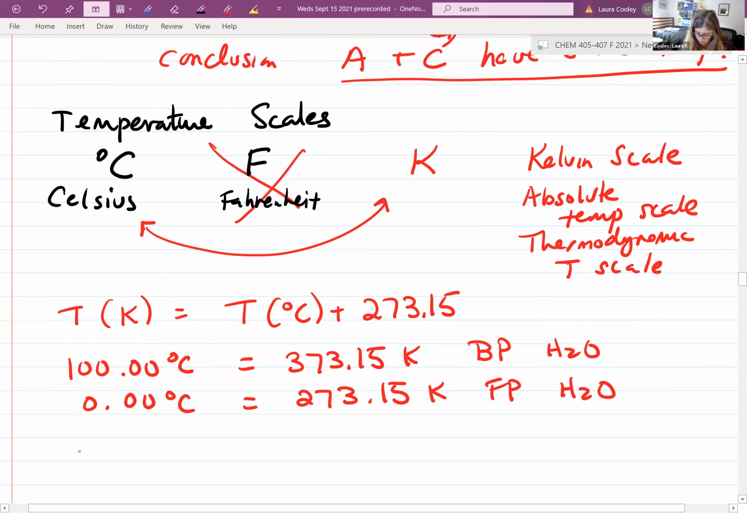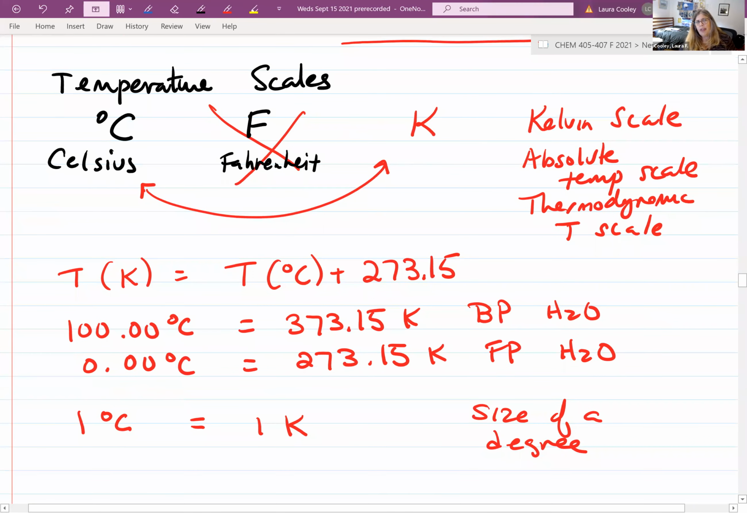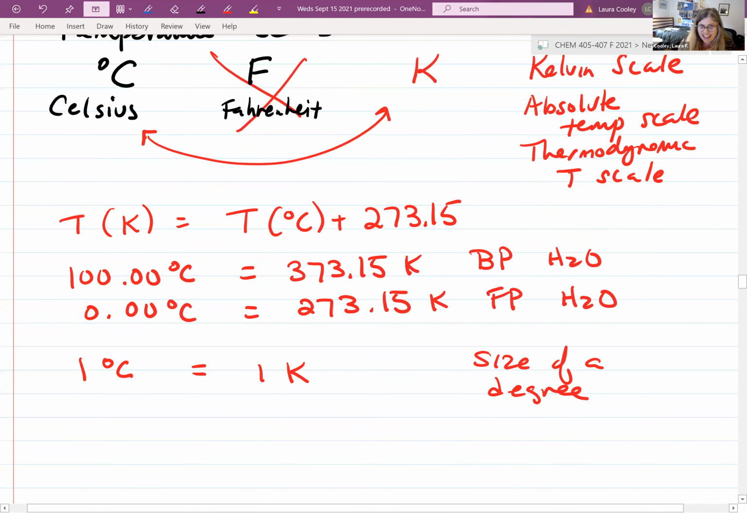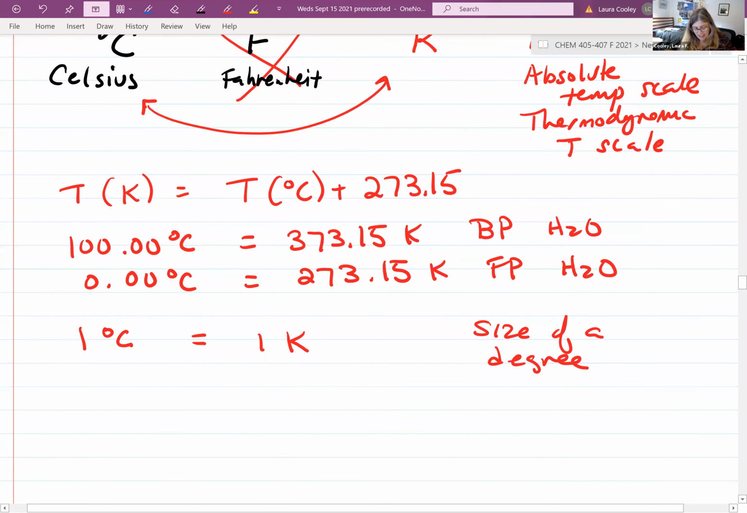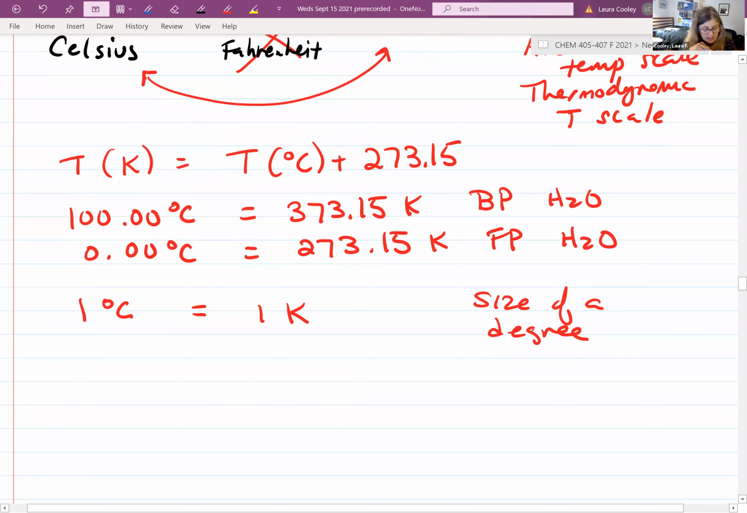Did you know that the size of a degree, 1 degree C, is equal to 1 Kelvin? Well, that's why it's so easy to transfer back and forth between Celsius and Kelvin. It's because the sizes of those degrees are the same. And Fahrenheit is actually only about half of a Celsius degree. That's what makes that conversion between Celsius and Fahrenheit very, very difficult, actually. But we don't even do that in this class, to tell you the truth, because we use only Celsius and Kelvin.